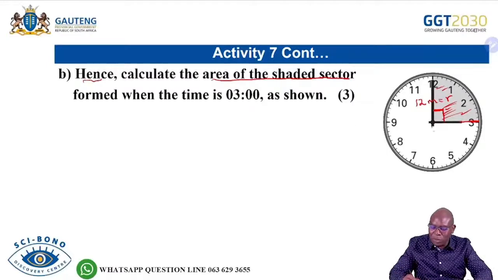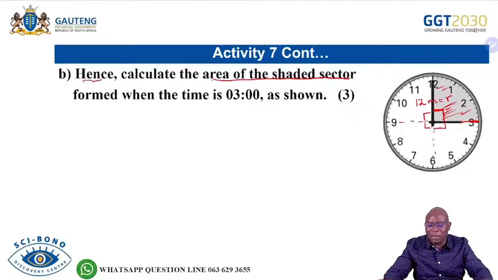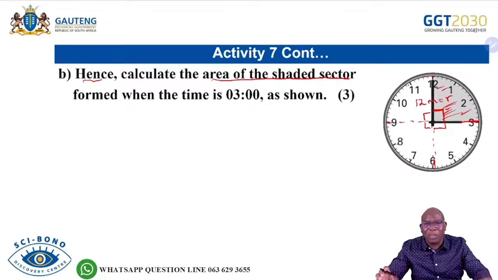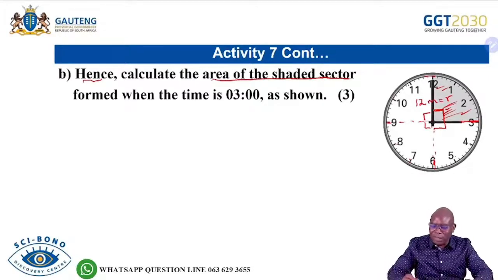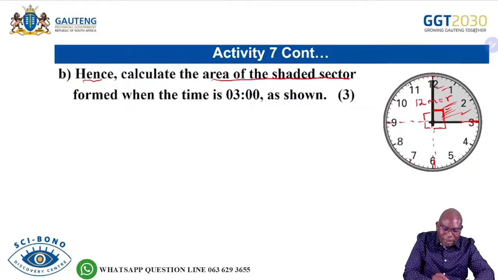Can you see this is 90, that's 90, that's 90, that's 360 degrees. At 3 o'clock, that will be 3. So 1, 2, 3 again, 1, 2, 3 here, and then 1, 2, 3 there. So we have 4 quarters there. Okay, so there will be 90 degrees. So already I've got an angle. My angle is 90 degrees. I've got my radius, which is 12 meters.